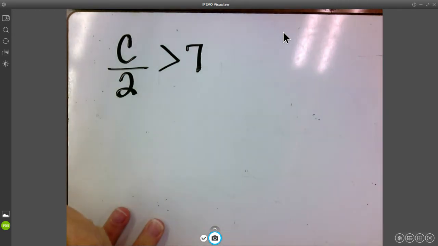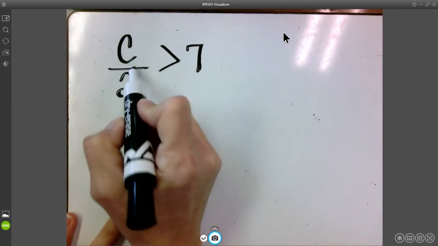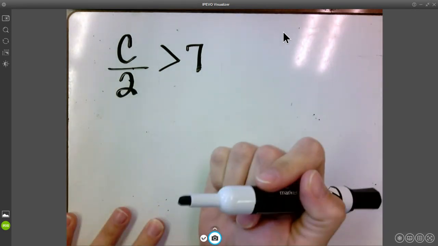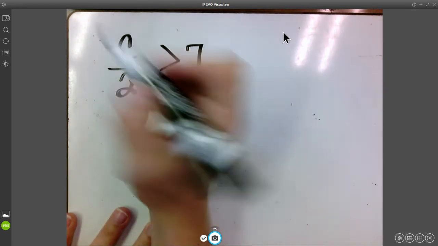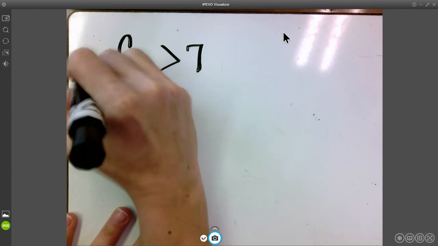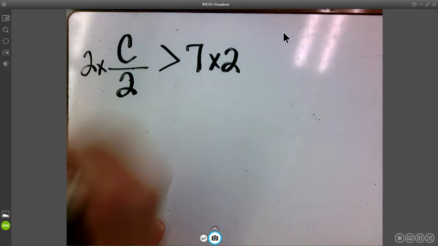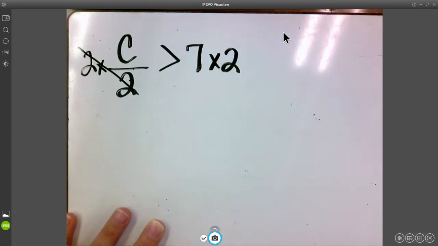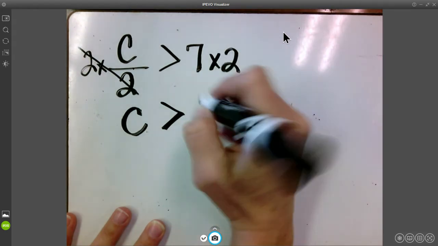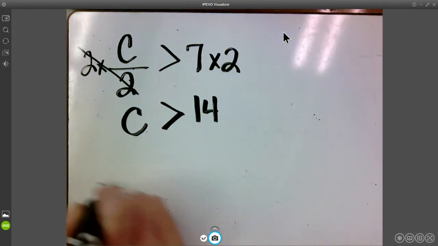What operation is happening with the variable? And we have division of 2. And how do we undo, or what's the inverse of dividing by 2? It would be multiplying by 2. The golden rule says what you do to one side, you must do to the other. Cancel out those inverse operations. Bring down your variable, your inequality symbol, and then simplify the right side, which would be 14.